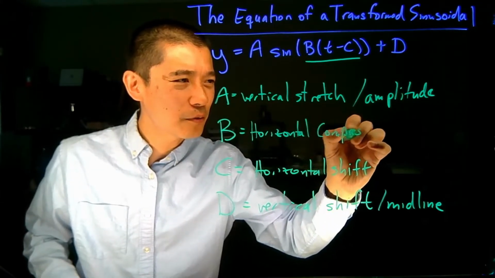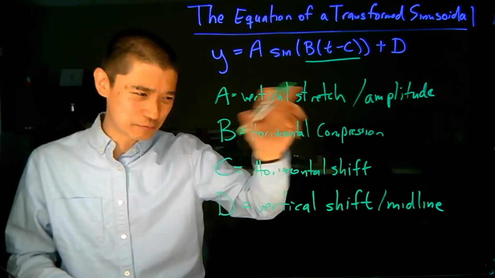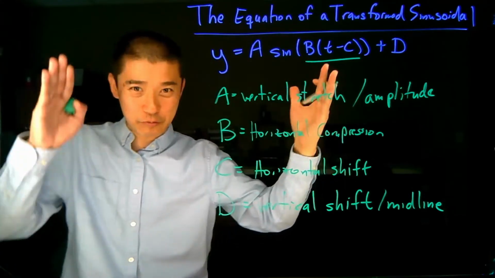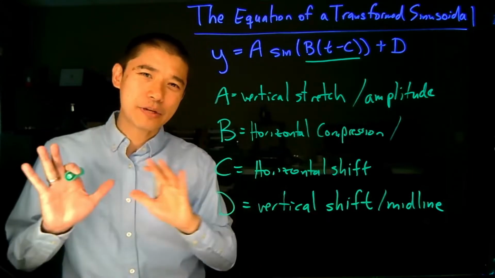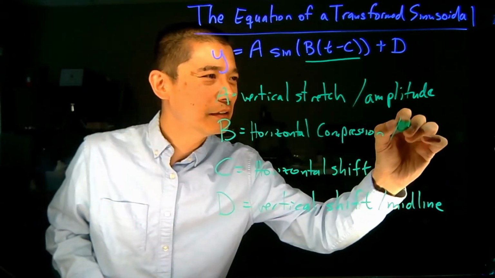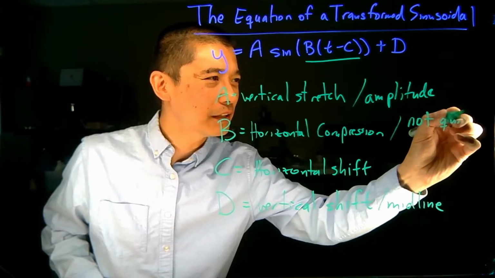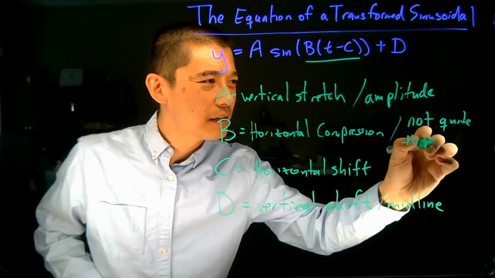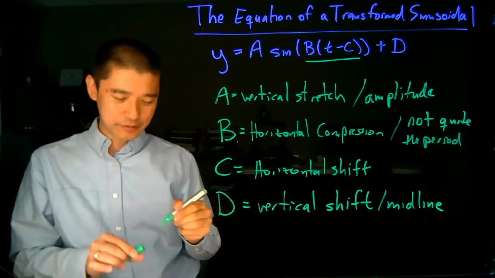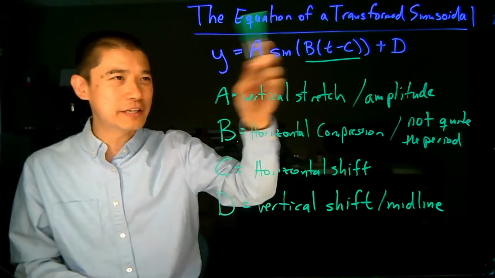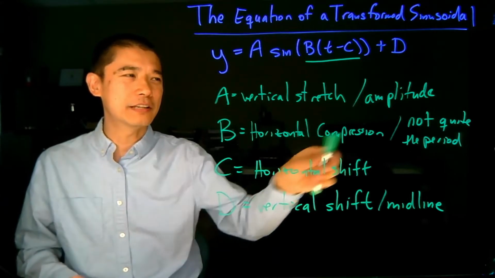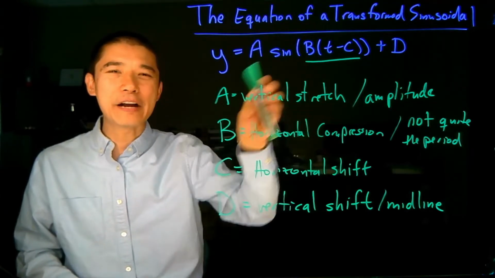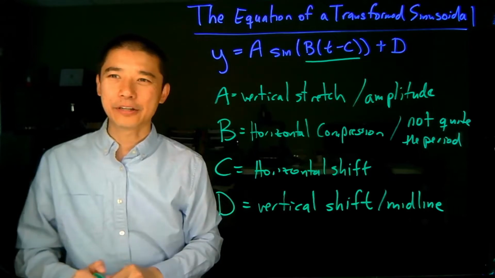I use the word compression here because when the b value is bigger than 1, you would think of it being compressed downward. And this relates to the period, but it is not the period. So I'll say not quite the period. And this is something that students often get confused by, because they'll look at a formula and they'll say, okay, the b is equal to 2, the period is 2. That's not quite how it works. It impacts the period, but the value of b is not actually the period.